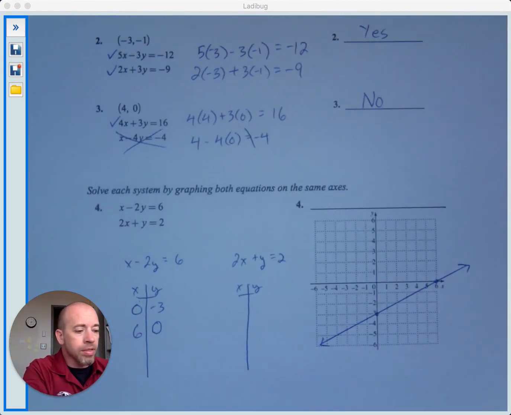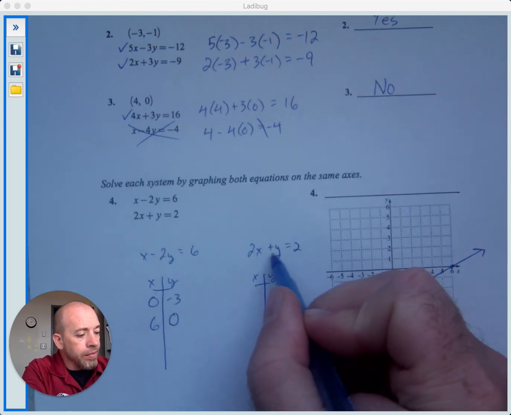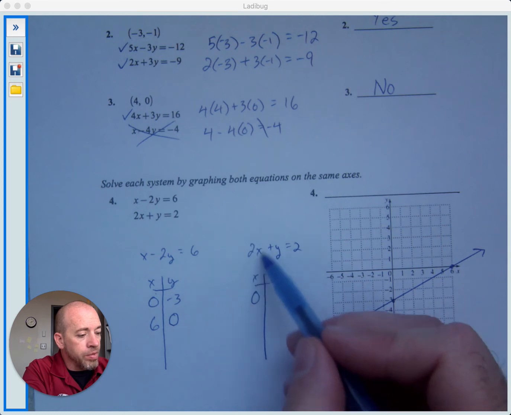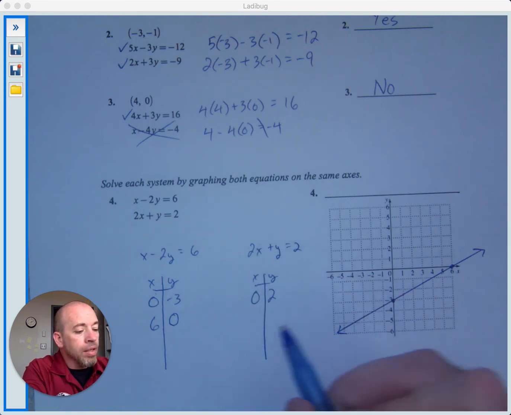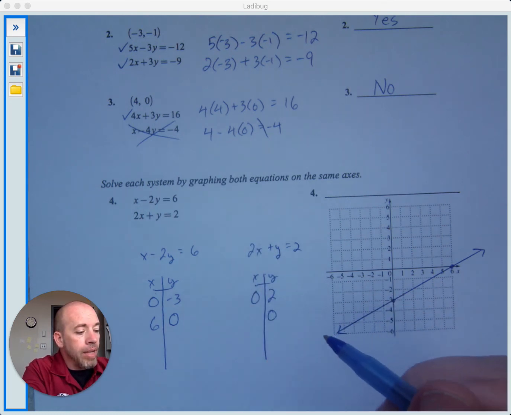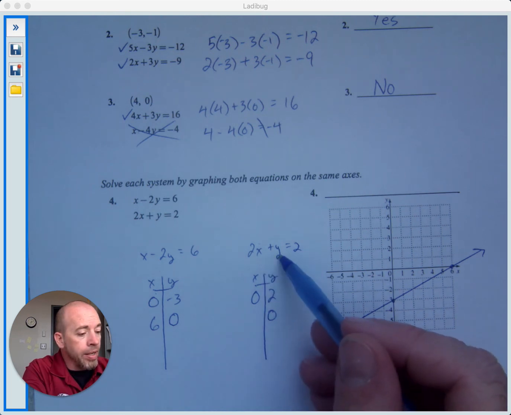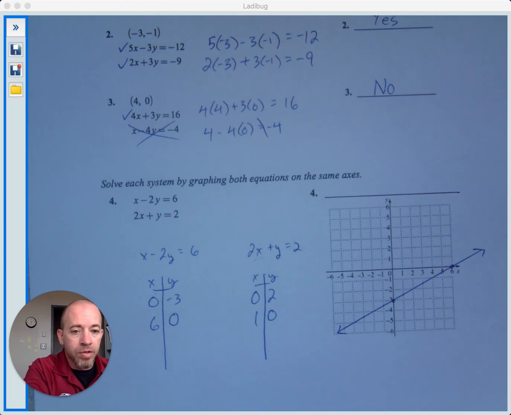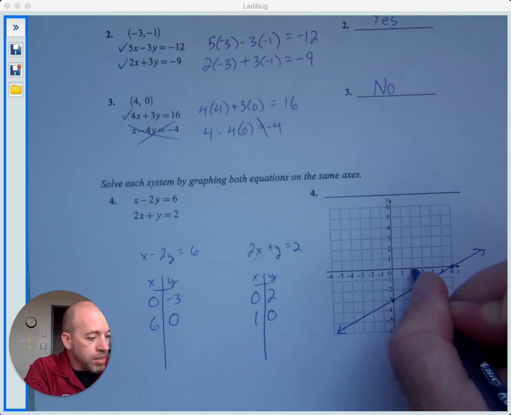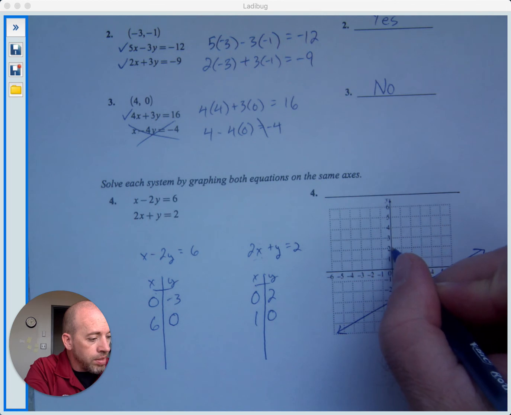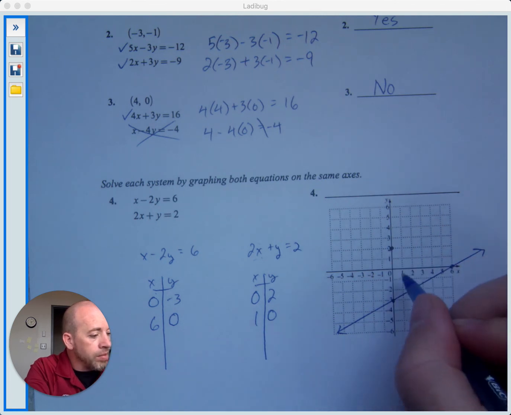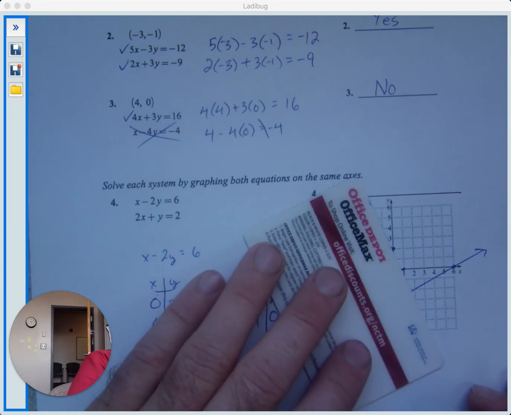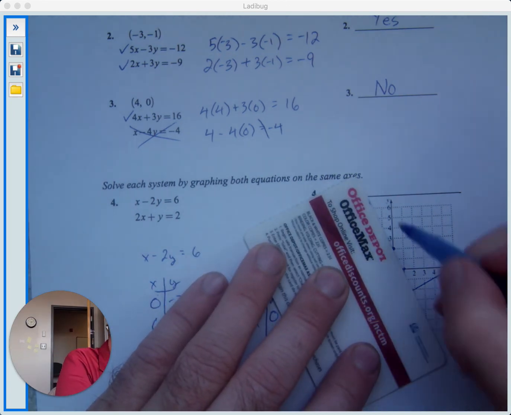Alright, so let's look at the next one. Let's plug in 0 for x to find the y-intercept. This part goes away. We have y equals 2. Find the x-intercept. Put 0 in for y. 2 times 1 is 2, so x is 1. So I'm going to plot those points. The point at 0, 2 is here, and 1, 0 is here. And I'll connect those guys and try to make as straight a line as possible that goes through those 2 points.